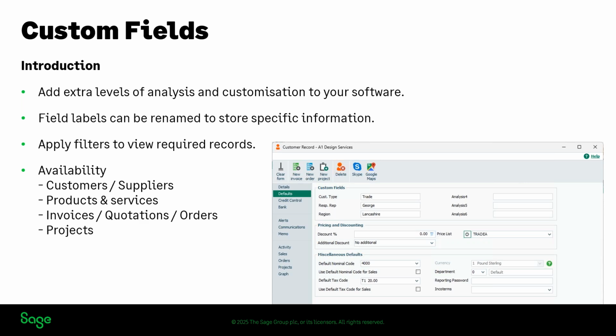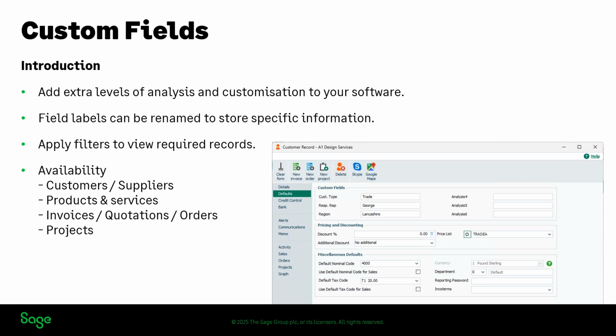So where are custom fields available? The availability is with your customer and supplier records, your product and service records, invoices, quotations and orders, and also projects. But as I mentioned before, we are going to focus more on the customers and your invoices, because once you've got the hang of that, it applies to other areas as well. So the rest, like suppliers, products, quotations, orders, and projects.